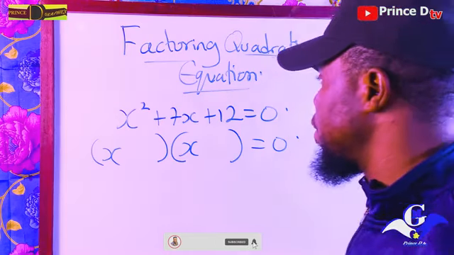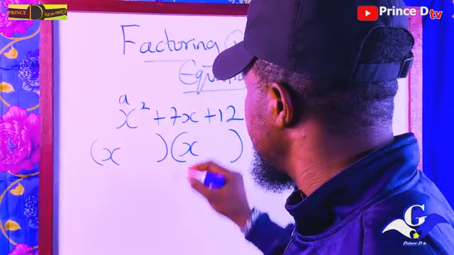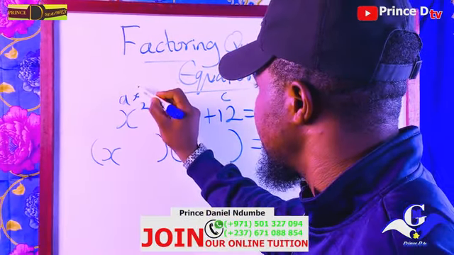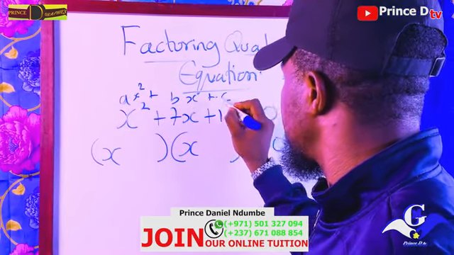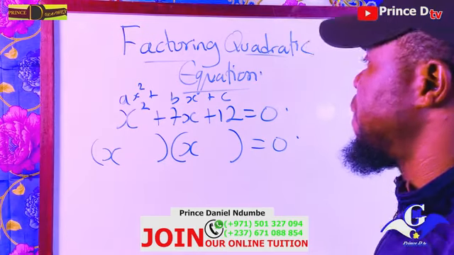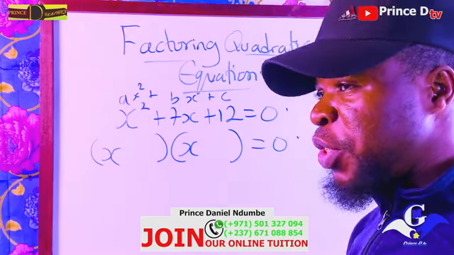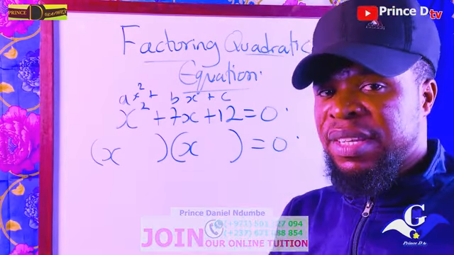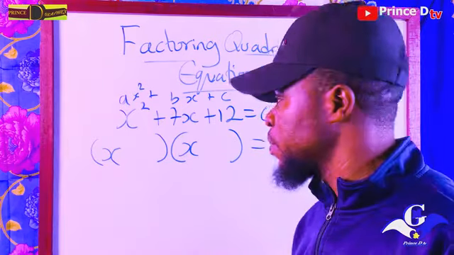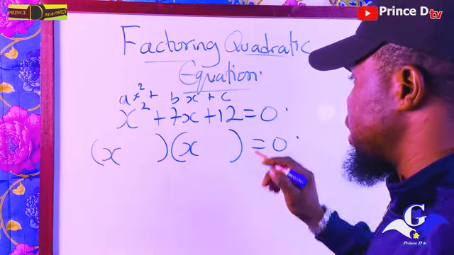So how do you do this? Remember, this is our A, this is our B, and this is our C. Ax squared plus bx plus c, our general form. The first thing when you want to factor a quadratic equation, if it is an equation which can be factored, because not all equations are easily factored, that's why we have other methods like the quadratic formula and the graphic methods. So in case you verify this is a quadratic equation.